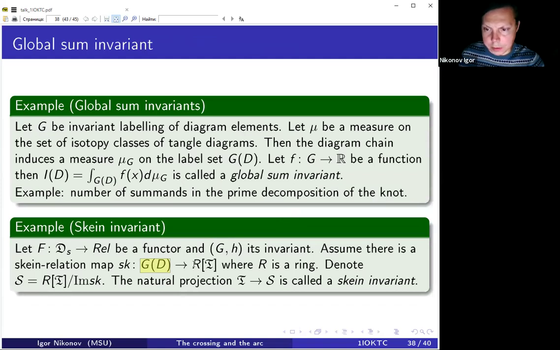So I can make such skein relations, and all skein relations form some module. And if we consider the free module generated by tangles and take the quotient by this space of skein relations, we get the skein module, and the projection of a tangle to the skein module is a skein invariant. And this is how one can describe the polynomial invariants of knots, like the Jones polynomial, Alexander polynomial, and HOMFLY. So we have such invariants.